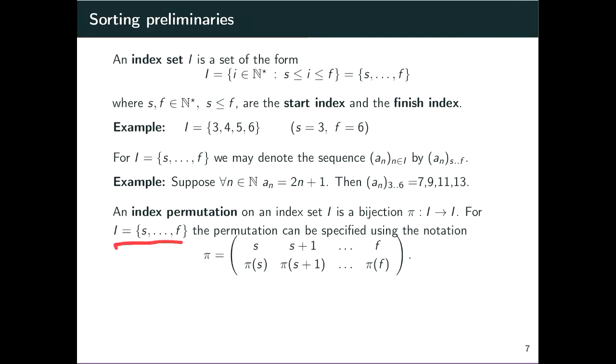So if we've got an index set S to F, then we can specify this permutation with this notation here. Pi is a function, and this notation just means S is getting sent to pi S, S plus 1 is getting sent to pi S plus 1, F is getting sent to pi F. And it's really important that the function is bijective, otherwise it's not a permutation, because it might be sending 2 objects to the same object, which isn't good.